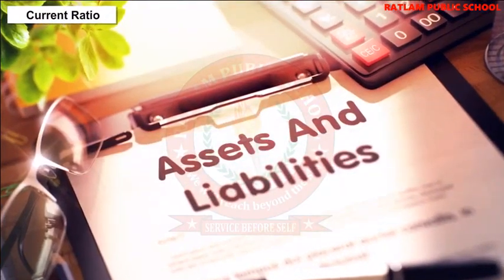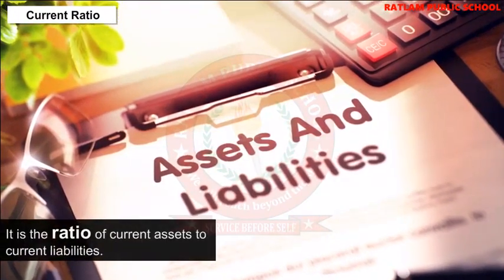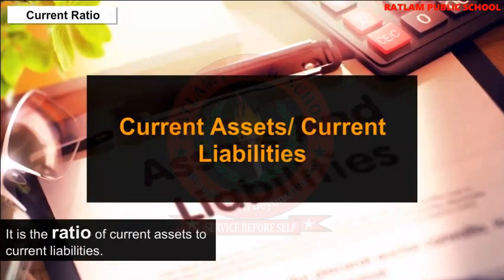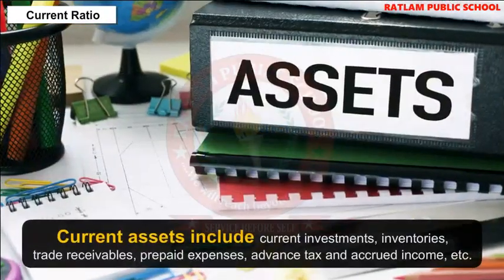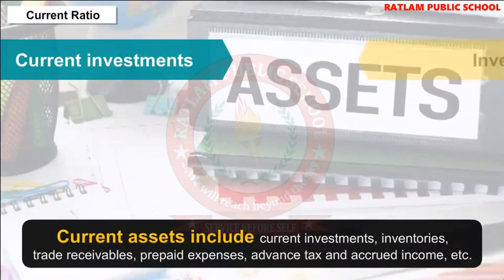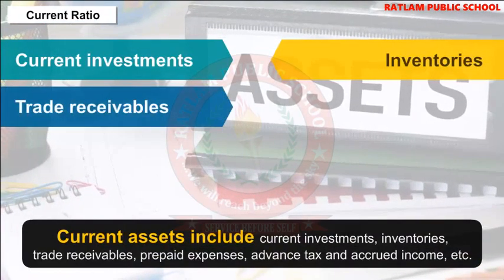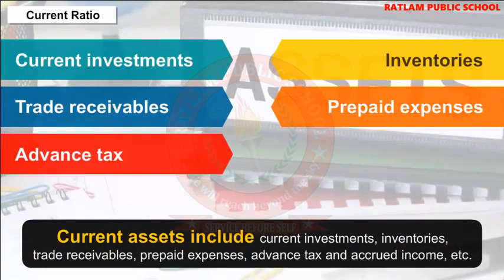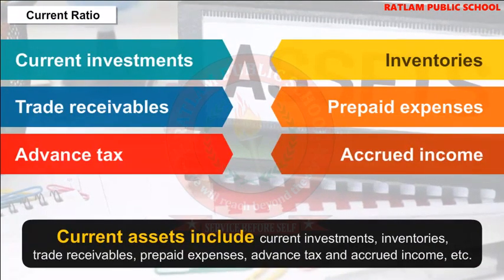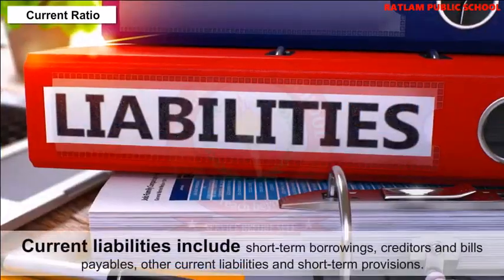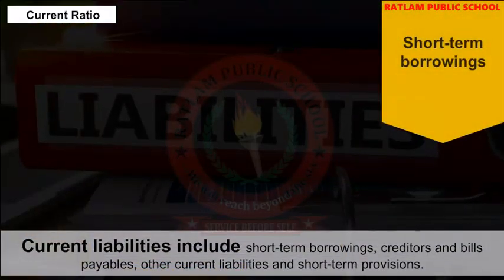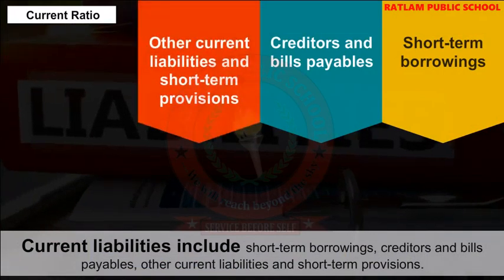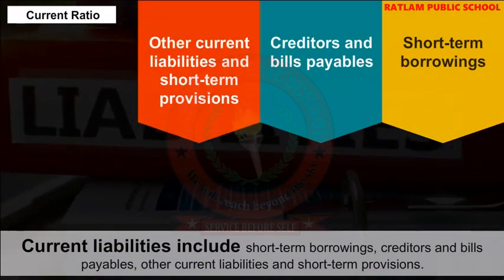Current ratio. It is the ratio of current assets to current liabilities. It is written as: current assets include current investments, inventories, trade receivables, prepaid expenses, advance tax, and accrued income, etc. Current liabilities include short-term borrowings, creditors and bills payable, other current liabilities, and short-term provisions.